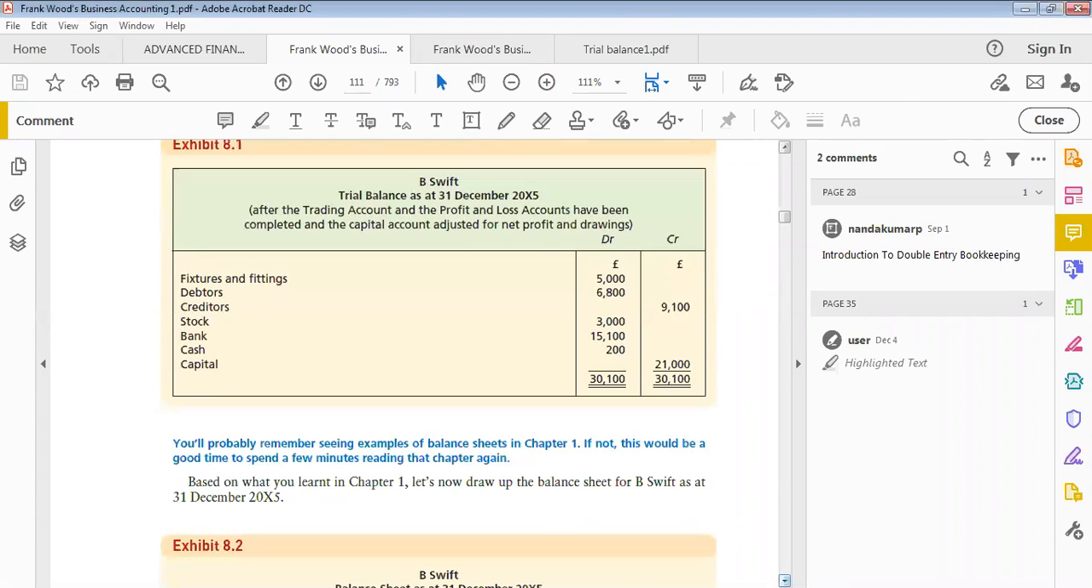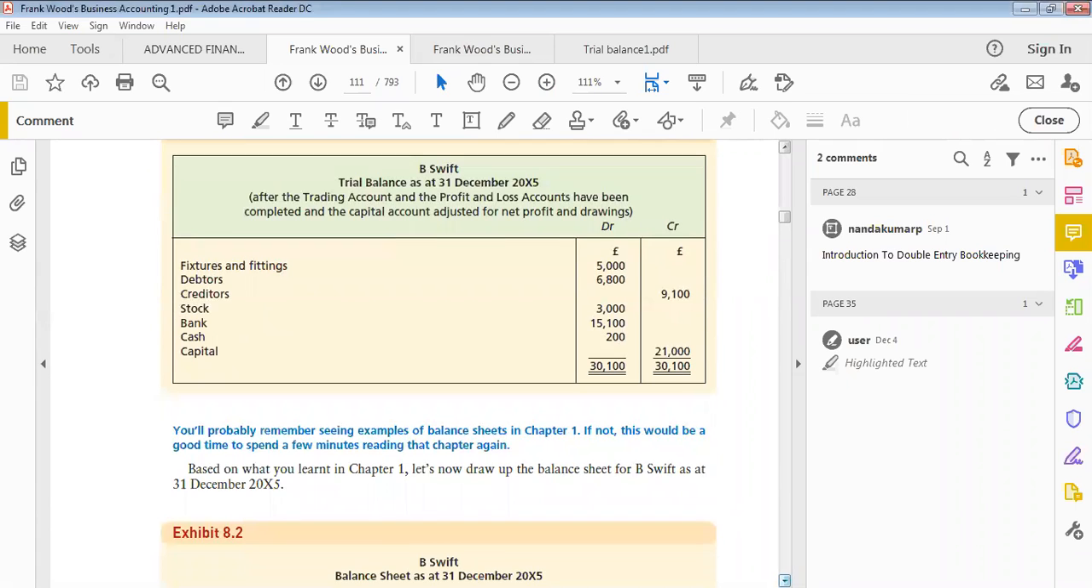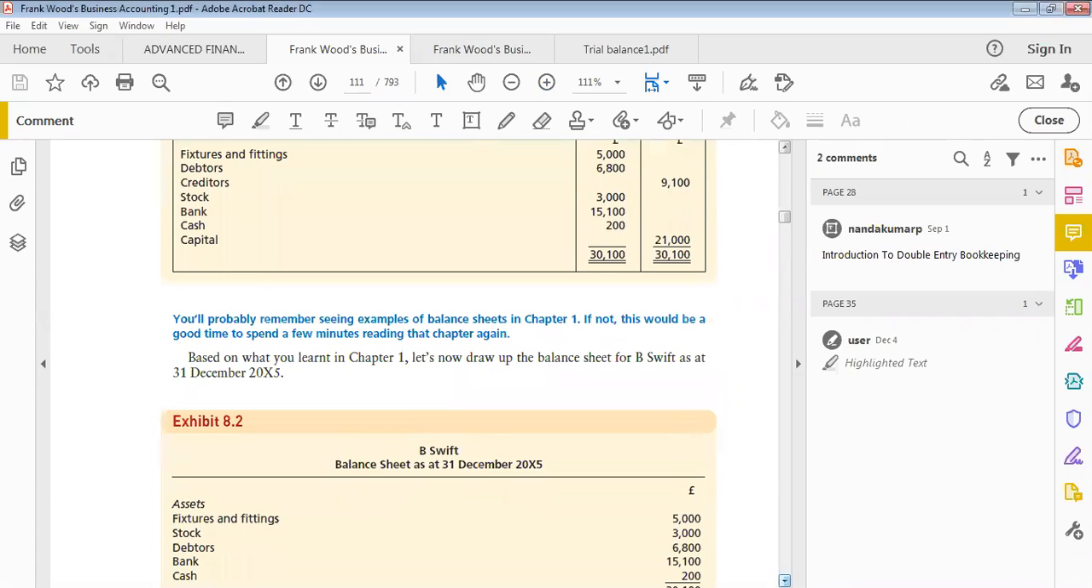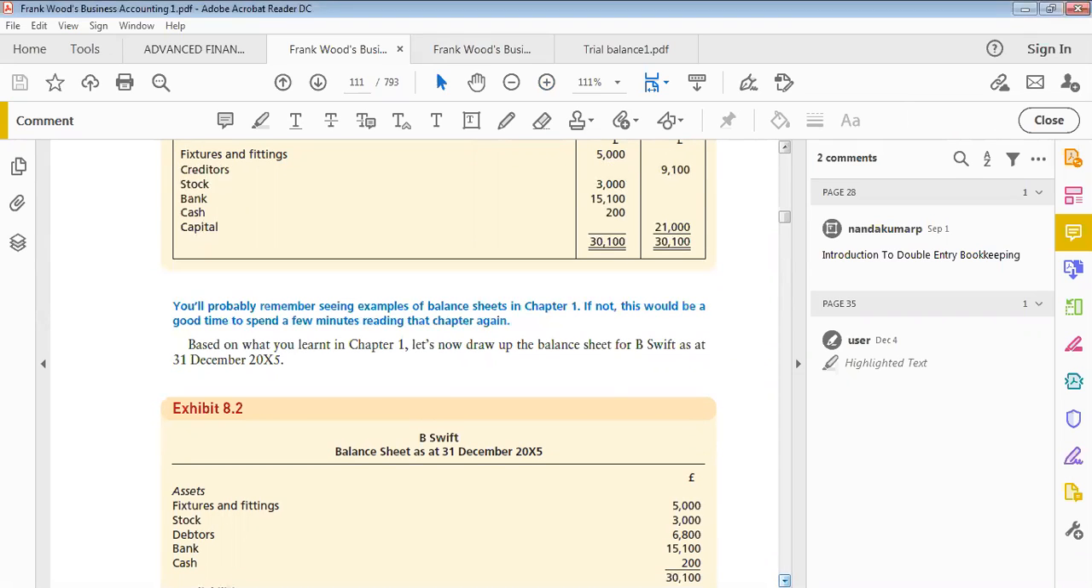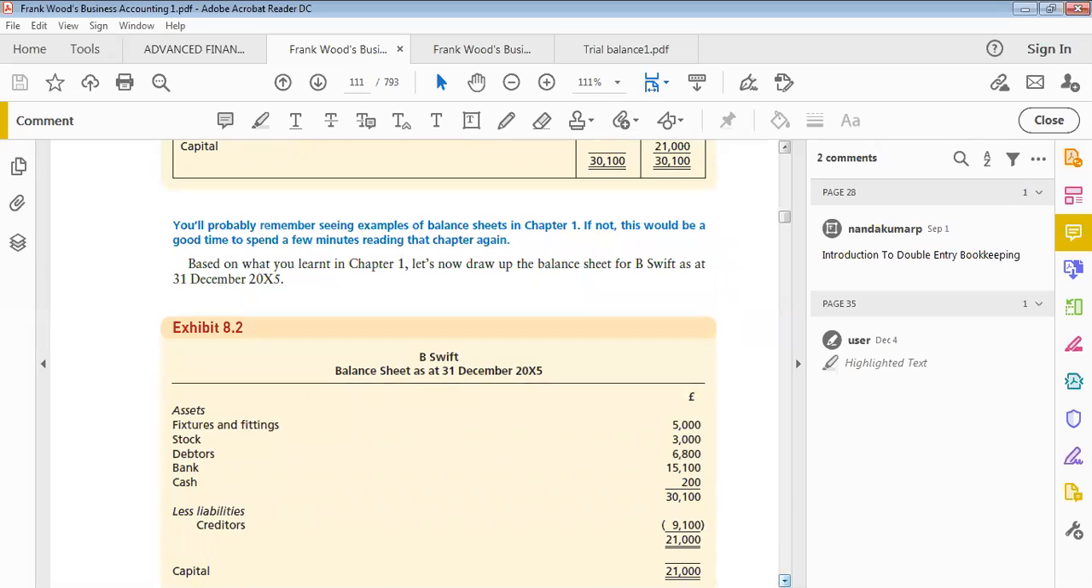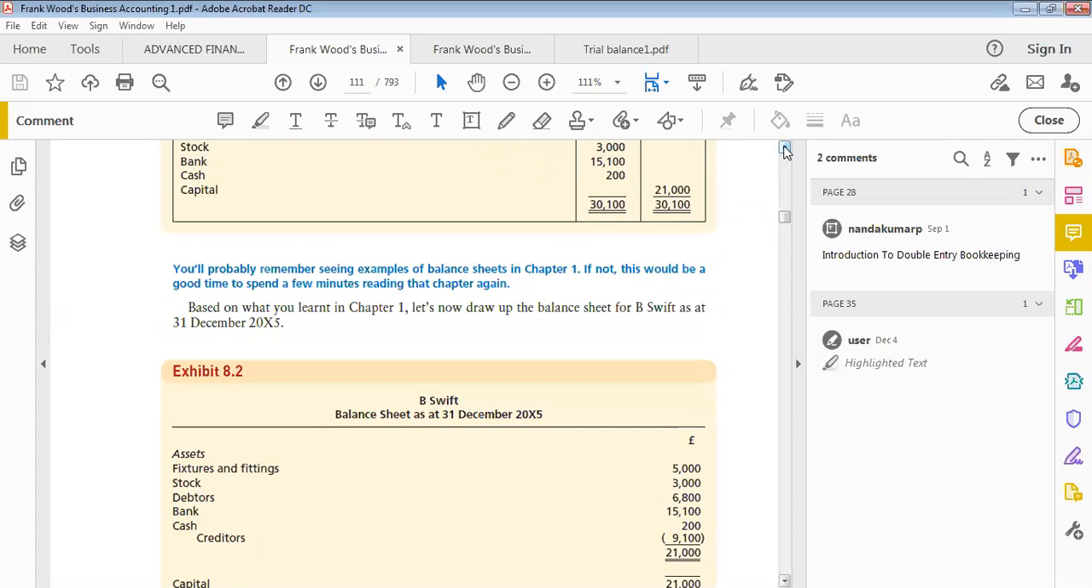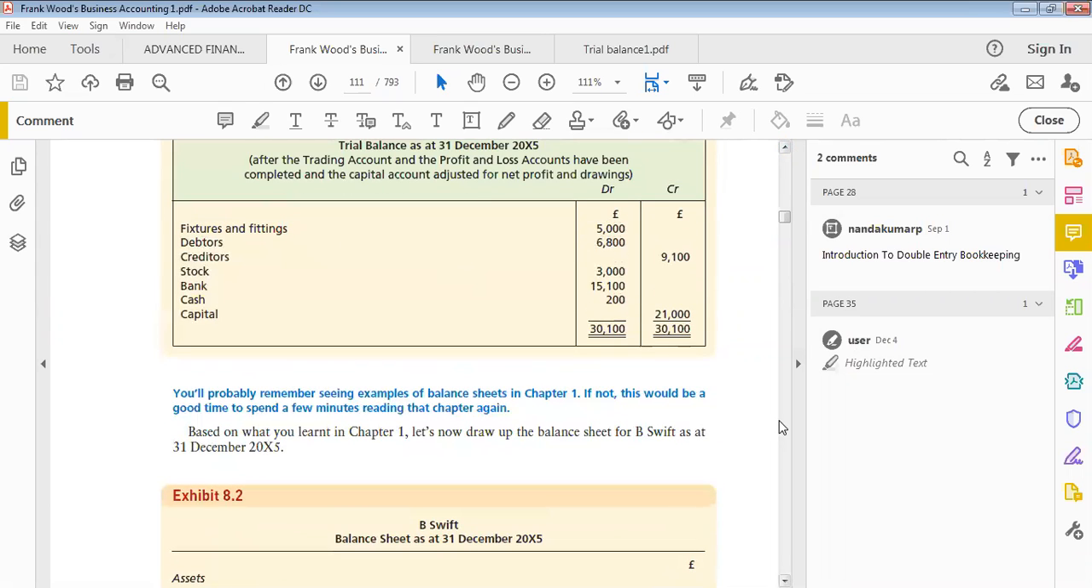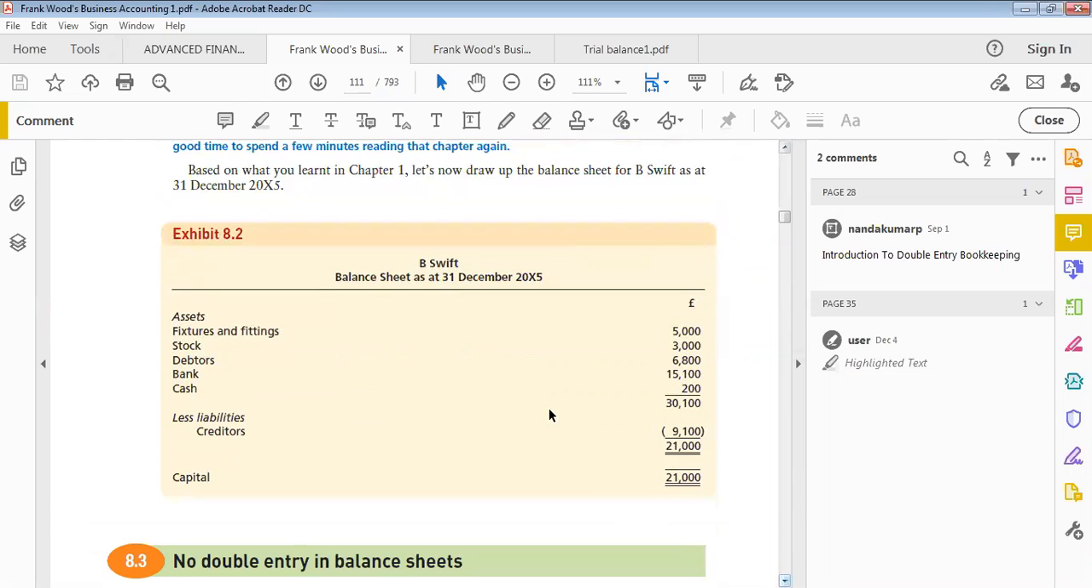You probably remember seeing examples of balance sheets before. If not, this would be a good time to spend a few minutes reading that chapter again. But this would be the balance sheet. Right? So first thing you do, you would enter your what? Assets. Good. And you enter your fixed assets. So you'd have fixtures and fittings first, right? That will be 5,000. Then you will add in your current assets.